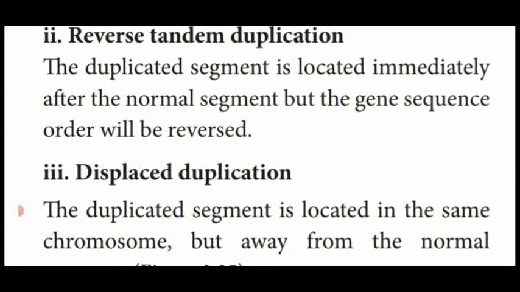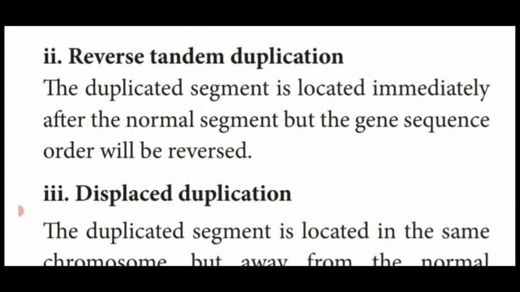Next one, reverse tandem duplication. The duplication segment is located immediately after the normal segments, but the gene sequence order is reversed, in the opposite manner. We have seen C at the top and B at the base, but the duplication takes place in the same arrangement after the normal genes B and C.